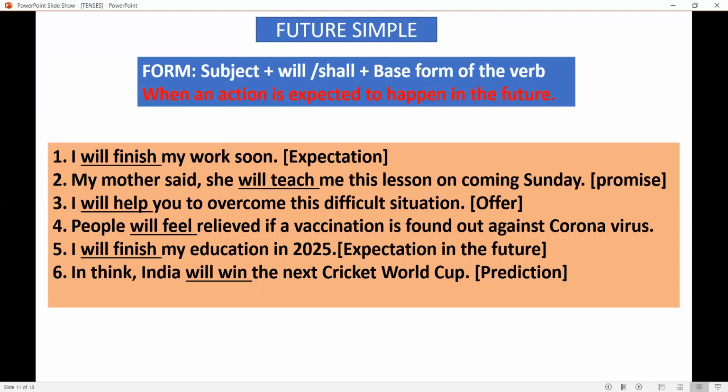Another example. People will feel relieved if a vaccination is found out against coronavirus. So definitely, right? Everybody will feel relieved. But this again, we are referring to future time. Another example, I will finish my education in 2025. So you expect that this is going to happen in 2025.